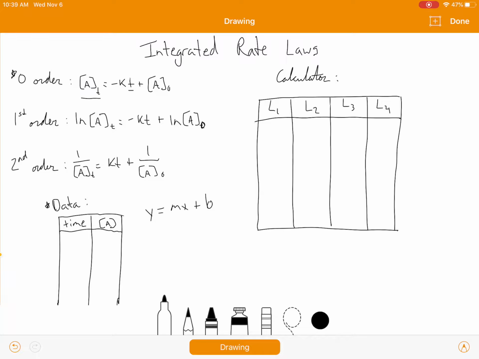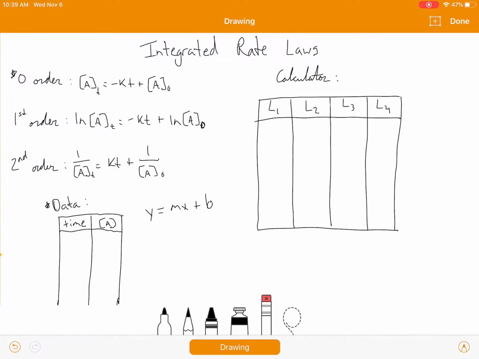For first order, if you take the natural log of the concentration and graph that versus time, it will make a straight line for first order. And then for second order, it'll make a straight line when you graph the inverse concentration versus time. So you can actually figure out what order it is just by graphing the data in different forms.